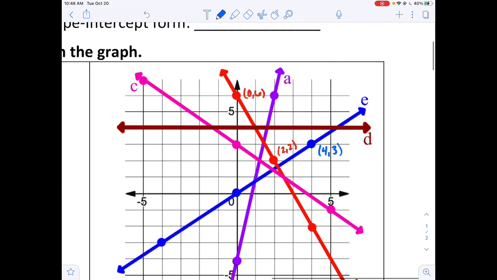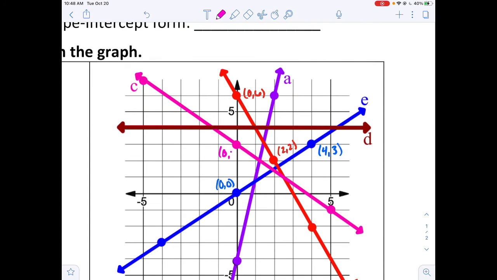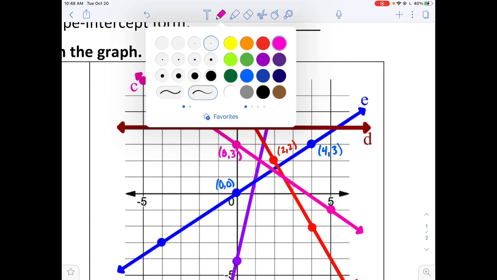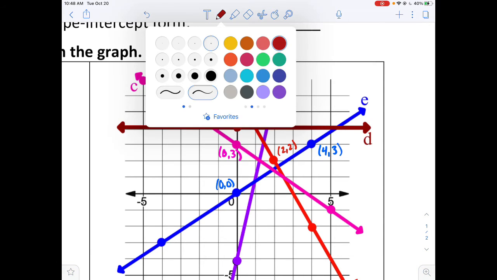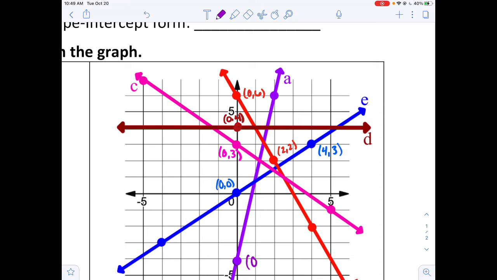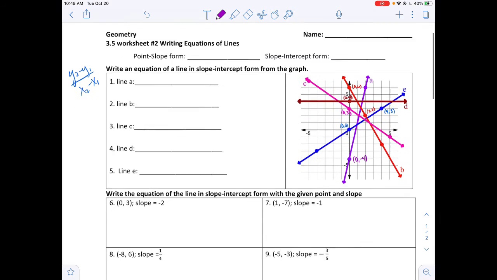and then write it in slope-intercept form. So my y-intercepts would be (0, 0), (0, 3), (0, 4), (0, 6), and (0, -4). So use your slope, use your y-intercept to write those equations.